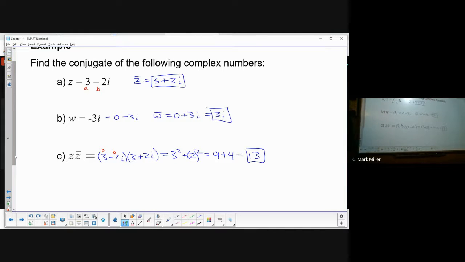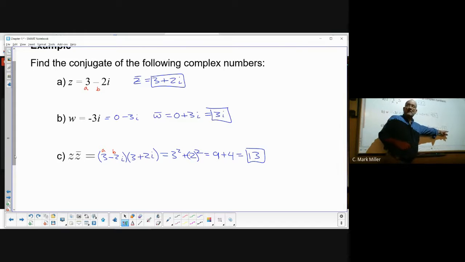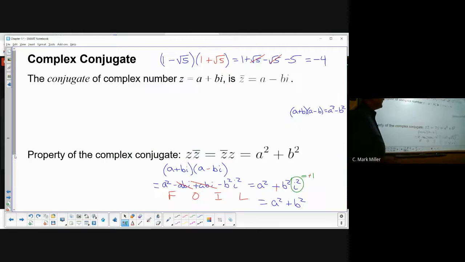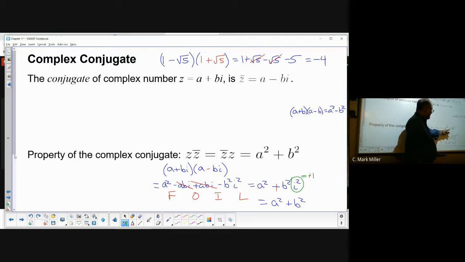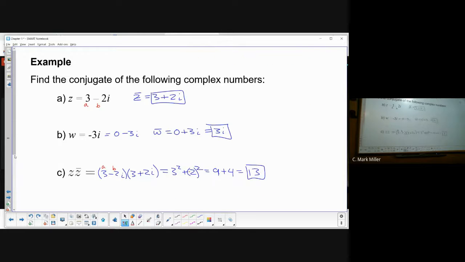Notice that when you multiply a number by its conjugate, you get a purely real number. Backing up a second, in a squared plus b squared, a and b are real numbers. That's a real number squared, and that's a real number squared. When you add them together, you get a real number. The result may or may not be a perfect square itself. 13 is not a perfect square, but there are cases where it will be. Any questions on that? We're going to be doing this again in the next slide.